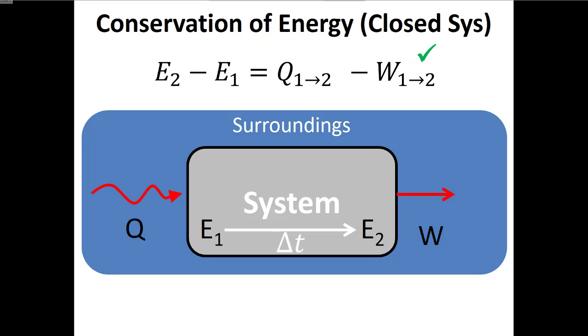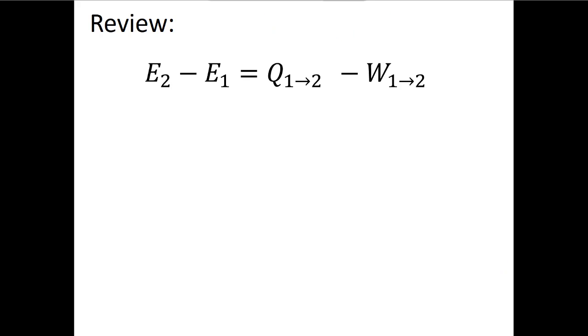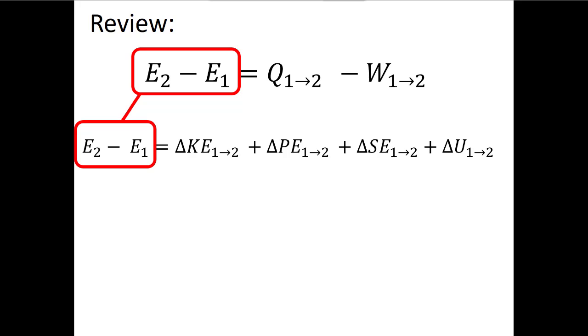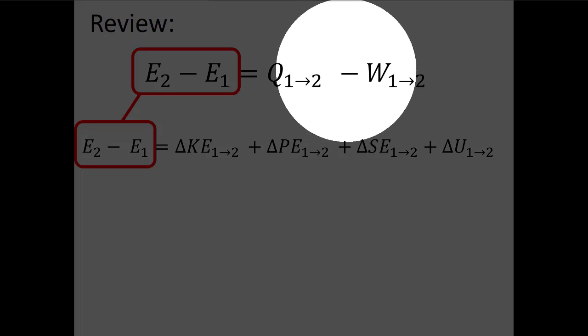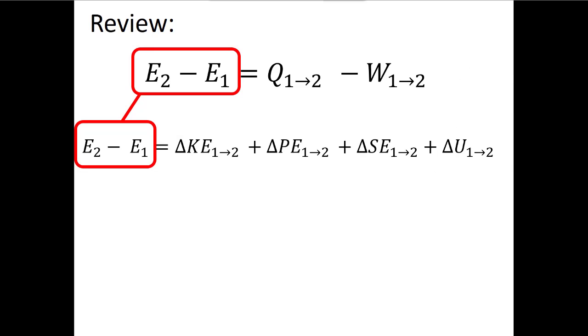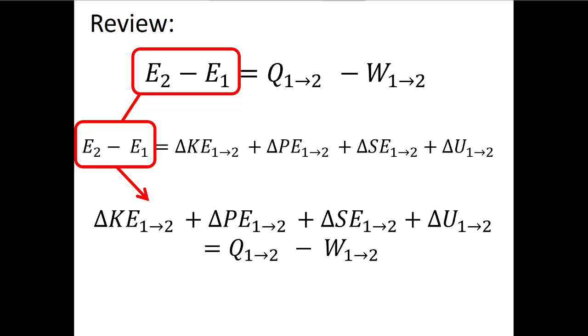So we know how to find work. It's the integral of P dV. Typically, we're then going to want to find what delta E is. So E2 minus E1, we know that this is delta E, and that delta E is a sum of the change in all these different kinds of energy: kinetic energy, potential energy, spring energy, and this new kind of energy, internal energy. So we can think of this equation, if we sub this in, as the change in kinetic energy plus the change in potential energy plus the change in spring energy plus the change in internal energy is equal to Q minus W.